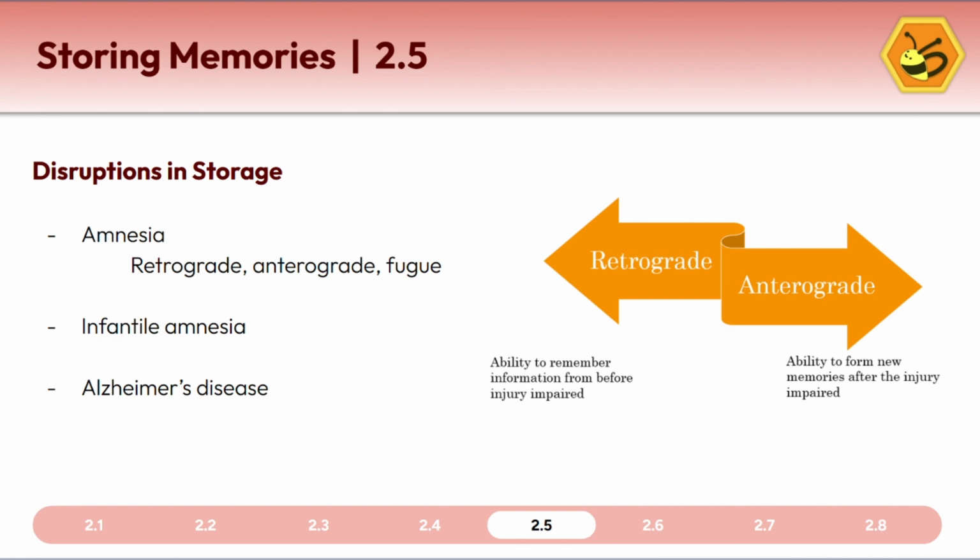Alzheimer's is a neurodegenerative disorder that starts with issues in short term memory and later progresses into issues with long term memory. What do you mean travel to a new place?